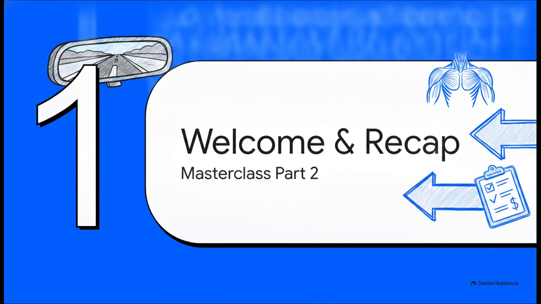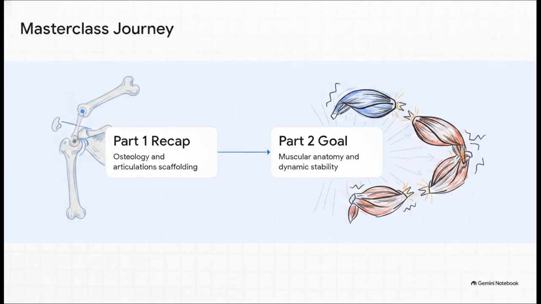Let's take a quick look in the rearview mirror before we accelerate into today's core topic. Right, so in part 1, we tackled osteology and articulations. You probably remember we mapped out the 3 intersecting bones of the shoulder joint, the humerus, the scapula, and the clavicle. Those bones are basically the structural scaffolding. But scaffolding doesn't move on its own. It needs a motor. And that brings us to step 2, our objective for part 2, mastering the muscular anatomy and dynamic stability of the shoulder girdle. We are literally going to master the muscles that act as the dynamic engine moving those bones.